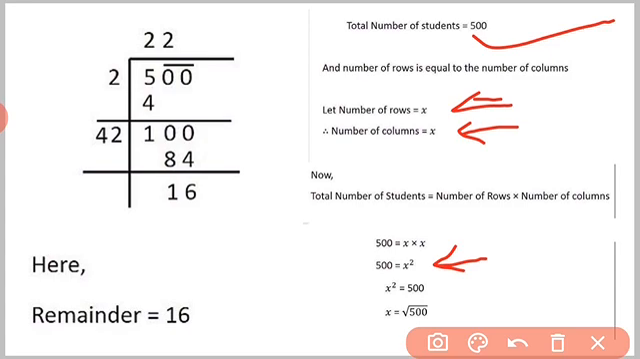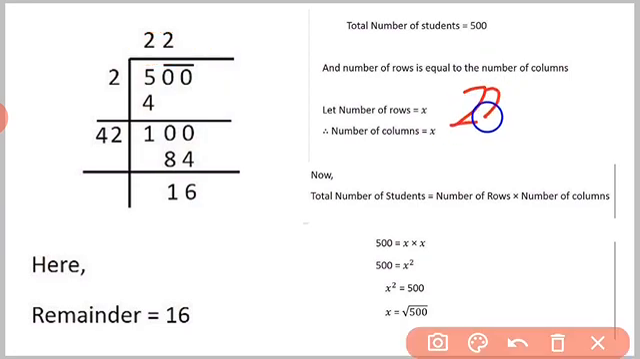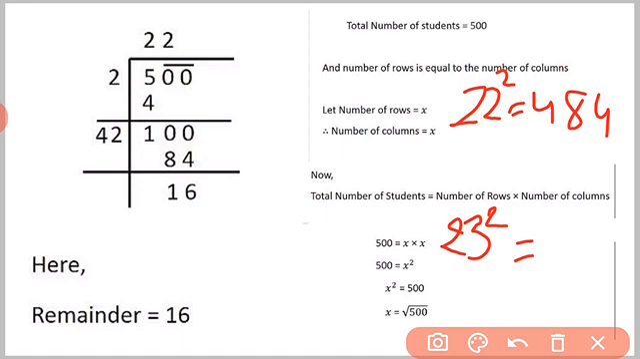When we find the square root of 500 by division method, we get the remainder as 16 and a quotient 22. So here see that what is the square of 22? It is 484. What will be the next square number? It will be the square of 23. How much is it? 529. We see that 500 lies between these two square numbers.